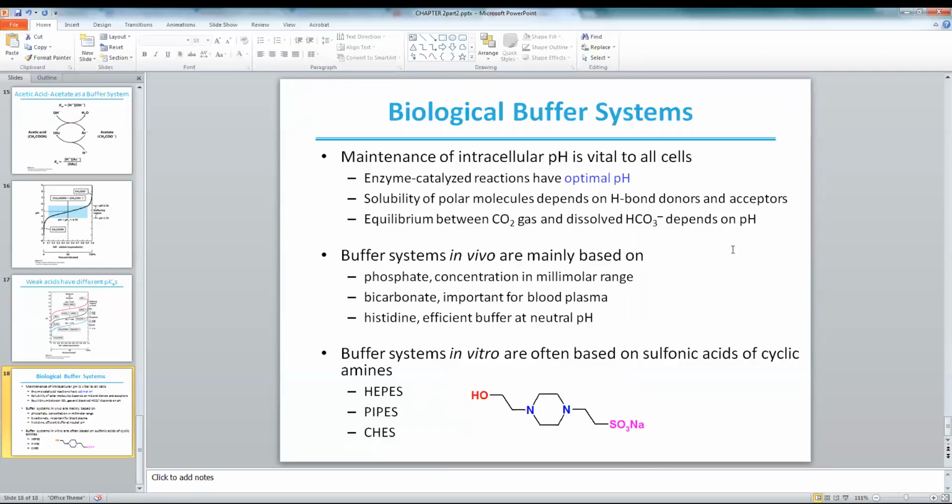And this is particularly key for blood plasma because bicarbonate as a buffer, even though the pKa is 3.9, because of the presence of carbonic anhydrase, it can catalyze the formation of carbonic acid and maintain equilibrium between the carbonic acid and the dissolved CO2. But there are other examples. So the phosphate typically has a concentration in the millimolar range. We talked briefly about the bicarbonate, but histidine is also an efficient buffer at neutral pH. And then there are other buffer systems that are found in vitro based on sulfonic acids of cyclic amines. So HEPES and PIPES and CHES are all examples of other types of buffer systems.